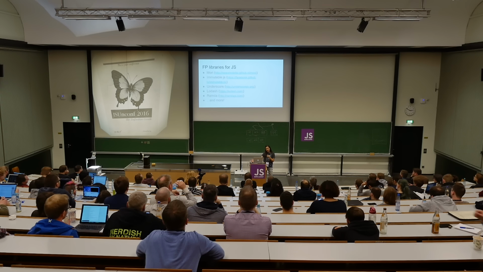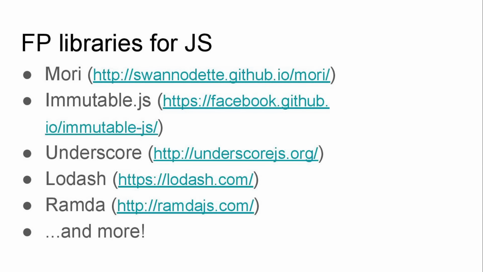If you're ready to try it out, like I said, we have Mori and Immutable.js. Links there to those libraries. There are also a lot of utility libraries which don't focus so much on this persistent data structure thing, but instead give you a lot of helper functions like map, reduce, etc. So Underscore, Lodash, for example.